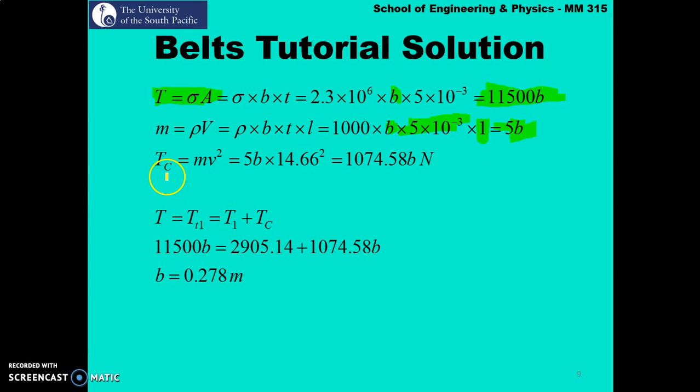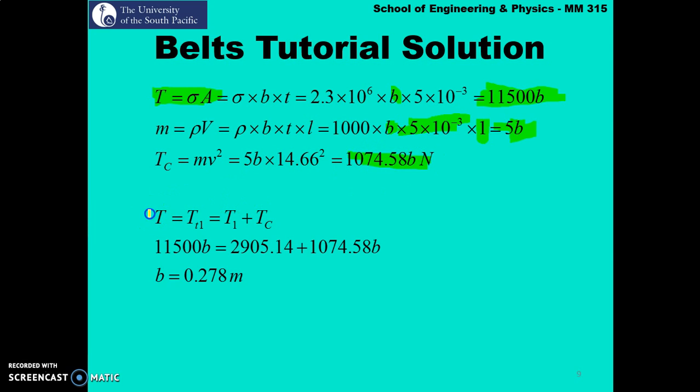The next thing is, we can calculate our centrifugal tension. The centrifugal tension is given as m v squared. The mass of the belt is 5B. The velocity of the belt was 14.66. So your centrifugal tension equates to 1074.58 B newtons. So we have calculated our centrifugal tension in terms of the width of the belt.